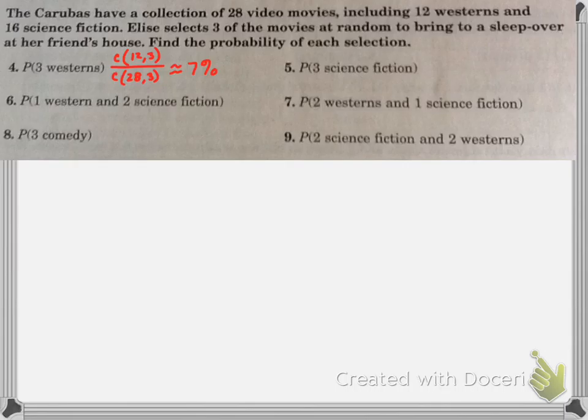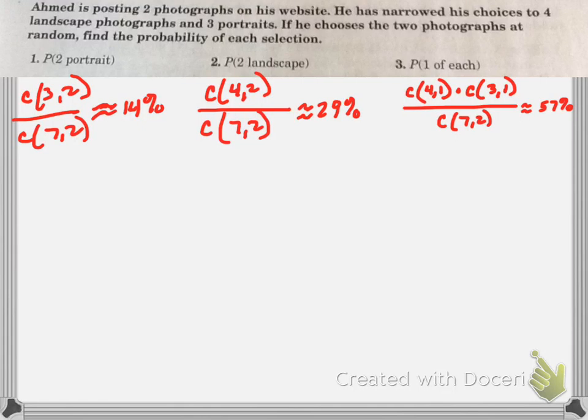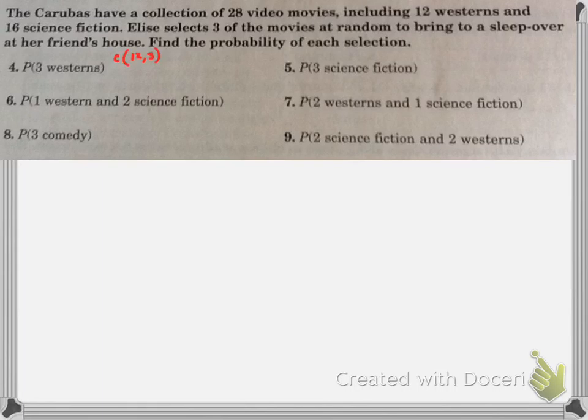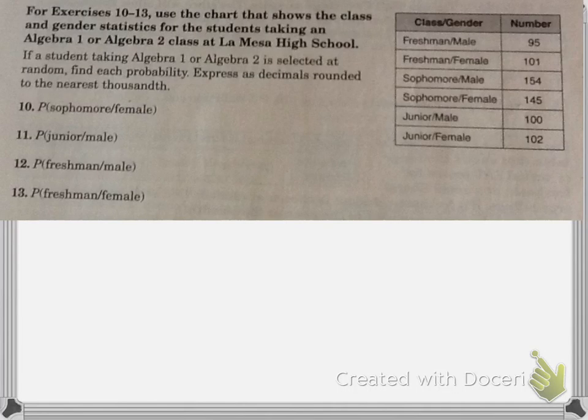These are the same type of problems that we just did. So instead of baseball cards, it's movies. So for 6, you'd have combination 12-1. I just have the answer, 44%. It'd be combination 12-1 times combination 16-2 divided by combination 28-3. Okay, let's move on to the next page.